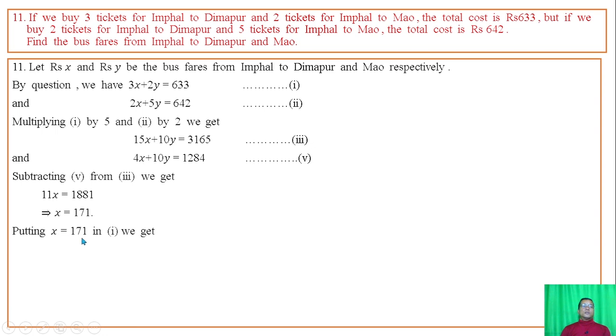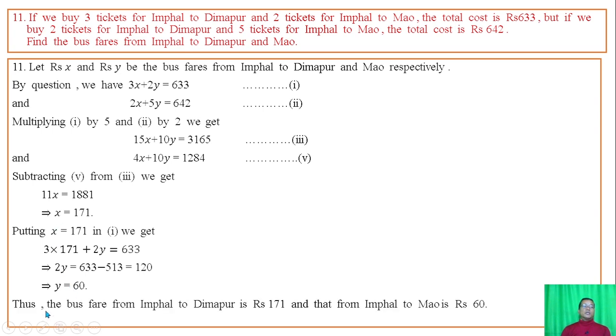Putting x equal to 171 in equation 1, we have 3 into 171 plus 2y equal to 633, from which we have y equal to 60. Thus, the bus fare from Imphal to Dimapur is rupees 171 and that from Imphal to Mau is rupees 60.